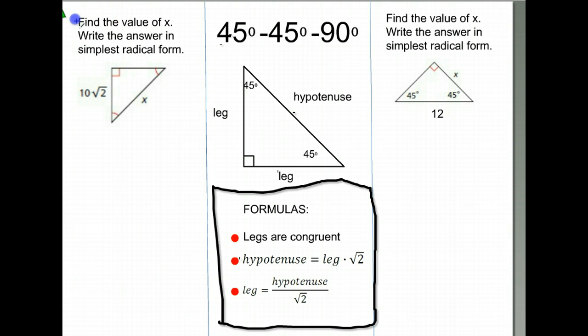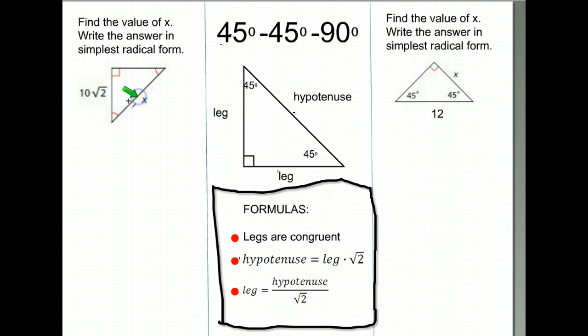Let's do the one on the left first. It says find the value of x, write your answer in simplest radical form. And that just means don't use decimals, use the square root symbol in your answer if it's still there. So what you want to do is you go, okay, I know this is a 45, 45, 90 because I have a 90-degree angle and the other two are the same measure, which they would have to be 45 and 45. So I use my formulas.